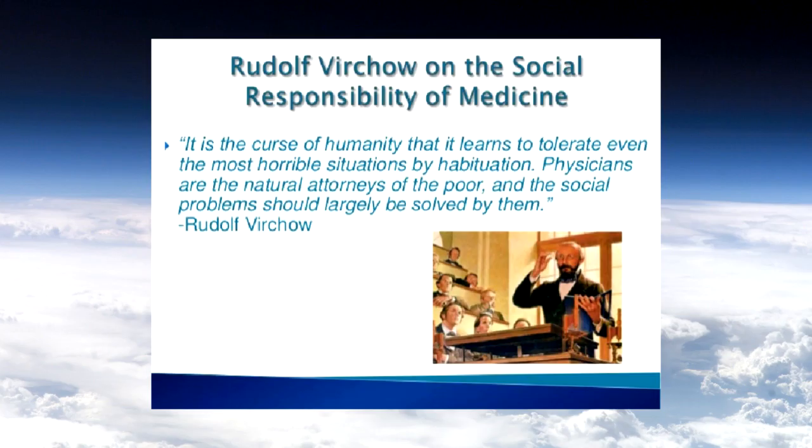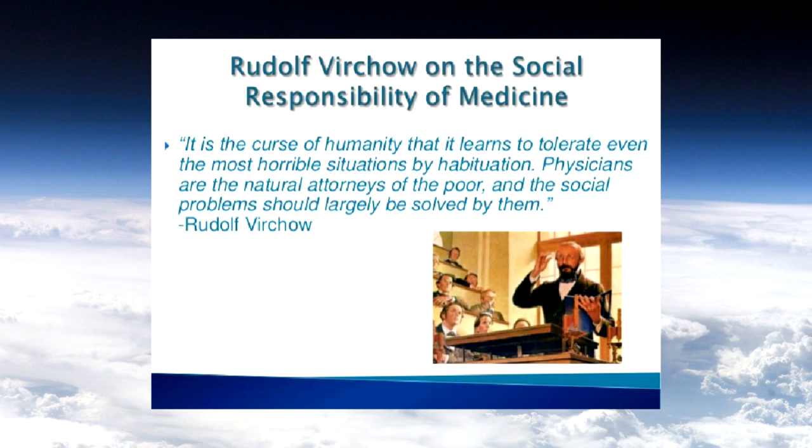Now look at this quote and think about this quote. When you see this quote elsewhere from Rudolf Virchow, you see it with a different picture. You see it with a picture of Virchow as an old man. But the fact is that when he wrote these words, he was 27. He was the same age that you are more or less today. And in fact, most Virchow quotes were quotes of things that he wrote in that era when he was still in his 20s. And what was he writing about? It's the curse of humanity that it learns to tolerate even the most horrible situations by habituation. Physicians are the natural attorneys of the poor, and the social problems should largely be solved by them.